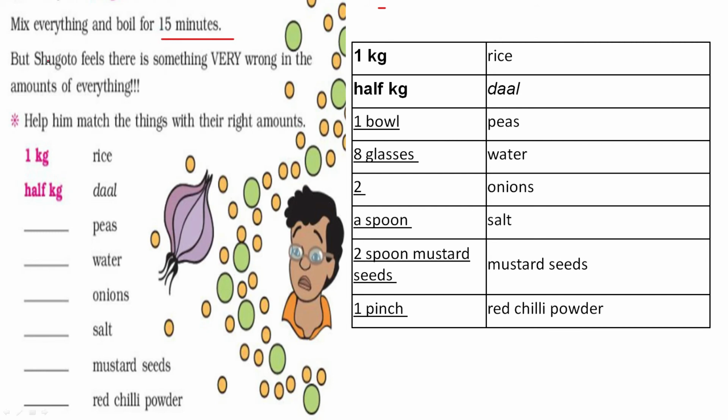But Sugata feels there is something very wrong in the amounts of everything. So 1 kilogram of rice she has selected, half kg of dal, then 1 bowl. This is the measurement she has taken.